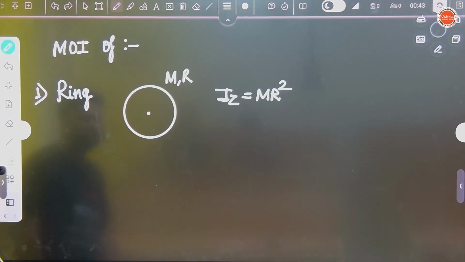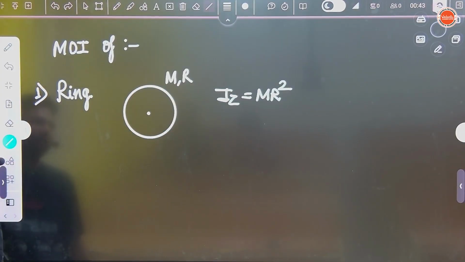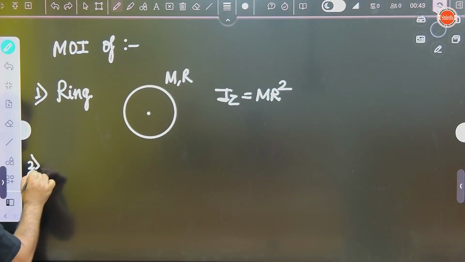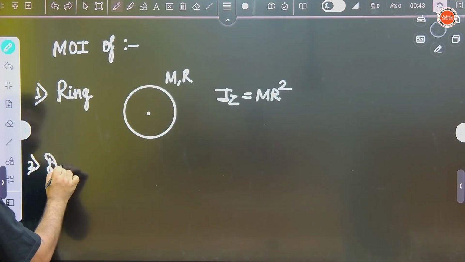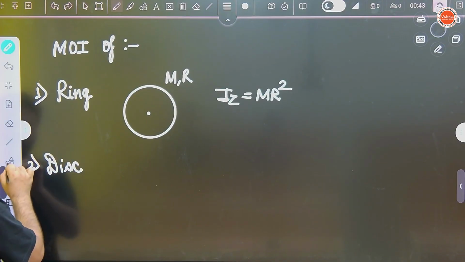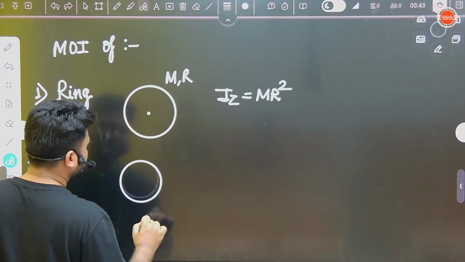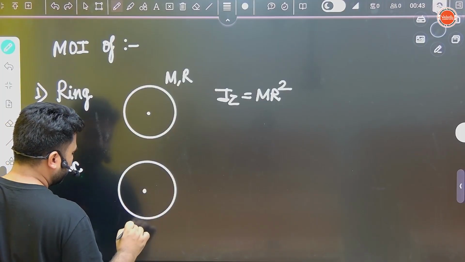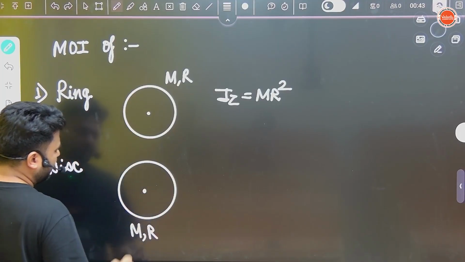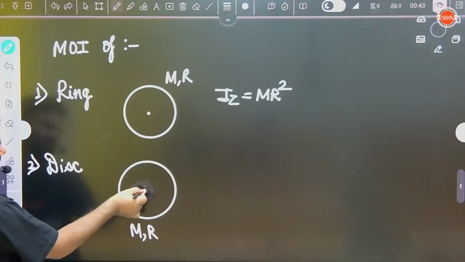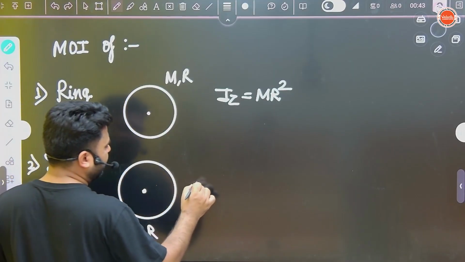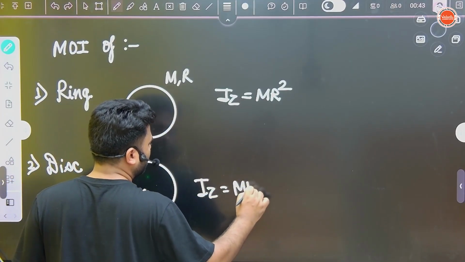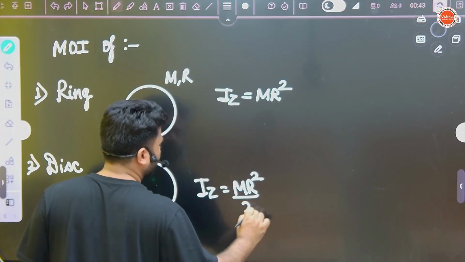Correct? Second, if they ask what is the moment of inertia of a disc, disc means like CD. Suppose there is a CD like thing. If they ask what is the moment of inertia of this, its mass is m, radius is r, about again this axis, z axis. So again moment of inertia about z axis is mr square by 2. Remember these values, mr square by 2.